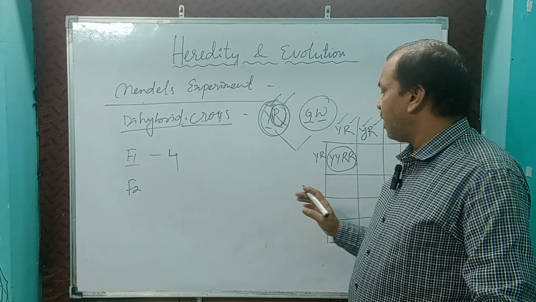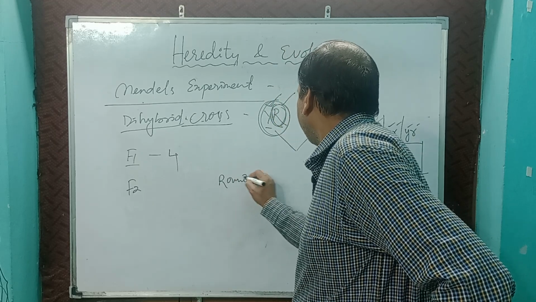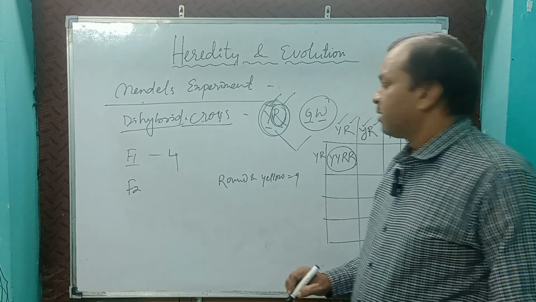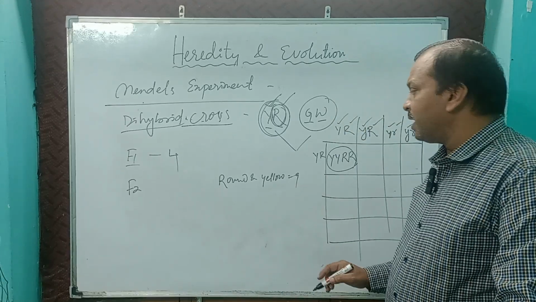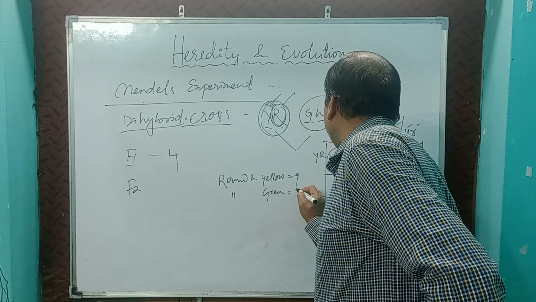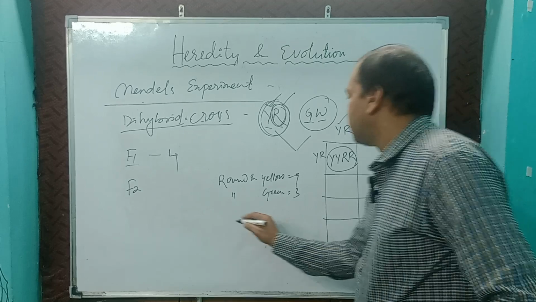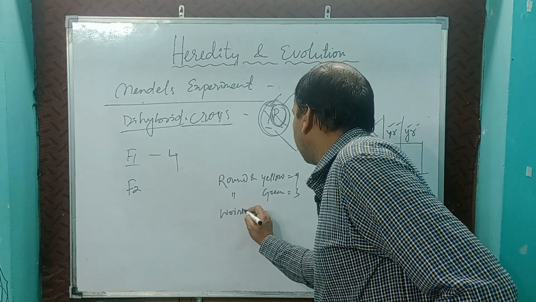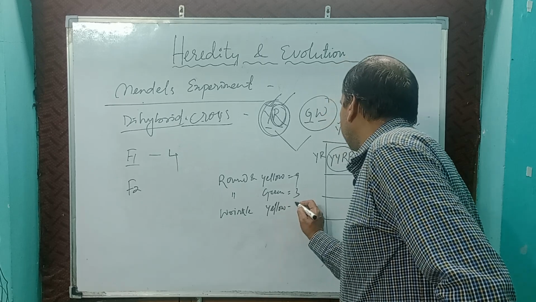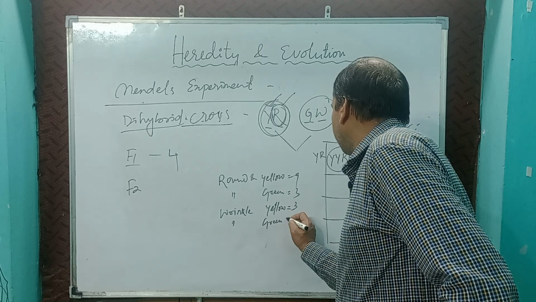How many round and yellow will come? Round and yellow, we will get 9. Clear? Next one is round and green. How many will we get? 3. Clear? Now we will get wrinkled and yellow, that is also 3. Next, wrinkled and green, we will get 1.